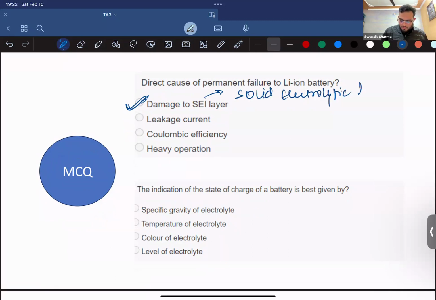So your battery generally has a medium, and with the medium it has contacts, and that's an SEI layer. So if it gets damaged, there is no point. Your battery is at a permanent failure.